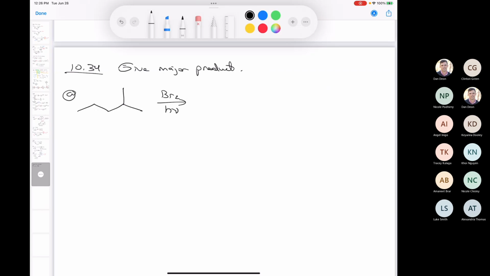Well, remember that bromination is selective for the most substituted carbon, which is this one here that I have the highlighter on. And so that's where the bromine is going to go, so that we would get 2-bromo-2-methylpentane.